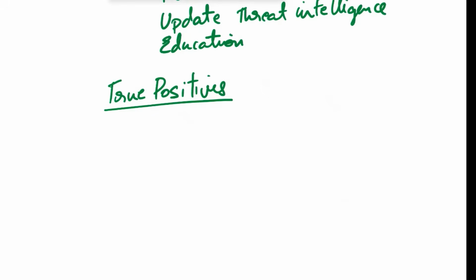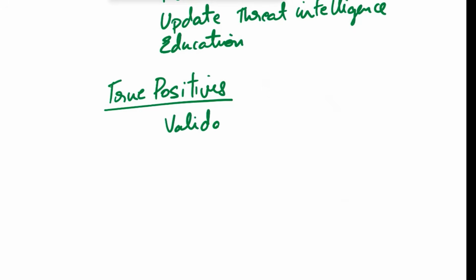Now let's see how to handle true positives. A true positive occurs when an EDR solution correctly identifies a genuine security threat or malicious activity. This could include detecting malware, unauthorized access, or other indicators of compromise. Handling true positives is critical for effective incident response and preventing further damage. Let's see how to handle it.